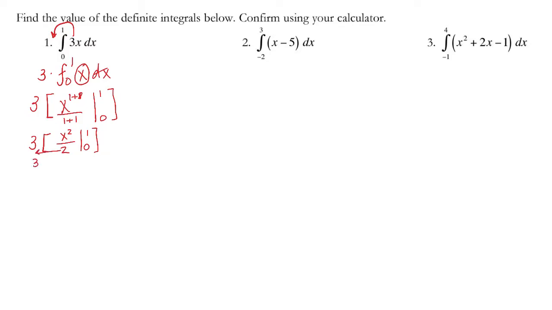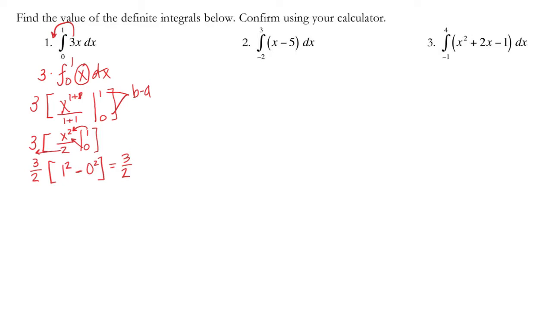Do keep in mind it's in the denominator. So you have 3 halves times, and then you're going to plug in your top endpoint, and then it's going to be minus, and then plug in your bottom endpoint. So notice here our final answer is just going to be 3 halves. But a lot of times this process here, that's called your B minus A, because your top endpoint is considered B and the bottom A.